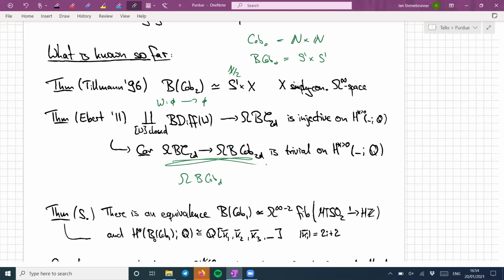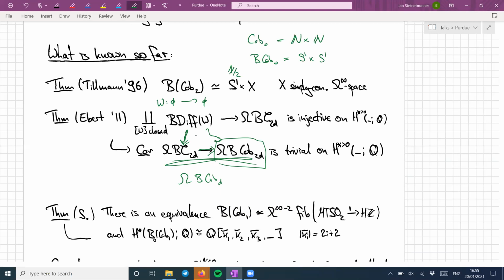But so you're also saying that anything there is going to map trivially to the loop of B Curly C2D. So I'm saying this could be mostly zero. I don't know anything about that, but I know that the composite map going from here to there is trivial. And I know that this first map was injective in cohomology, so the second one has to be zero. I see. Okay, thank you.